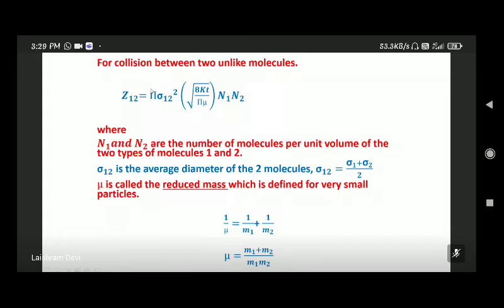Okay, so here I am replacing Z11 by Z12. Everything else is the same; I'll tell you the differences. Pi is constant, sigma is replaced by sigma 1 2 square. Instead of n star square I am writing the product of n1 and n2. And instead of u bar I am replacing it by root over 8kT upon pi mu. So write this expression, and I will explain one by one.